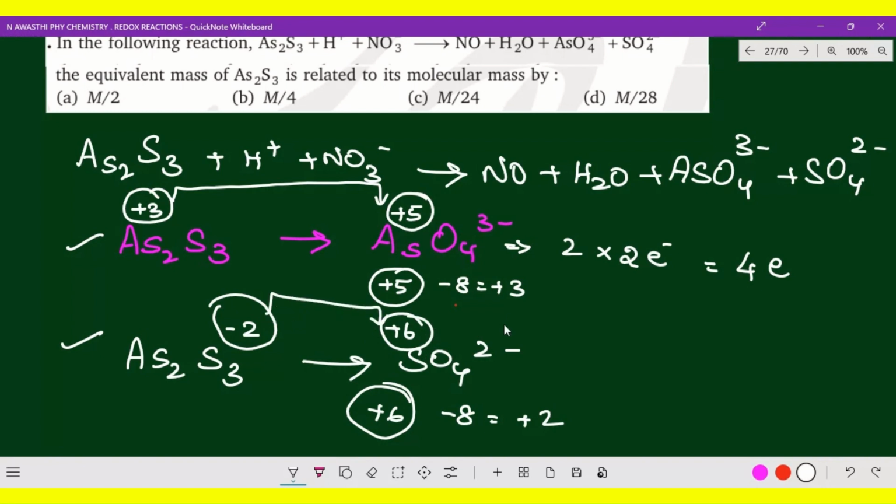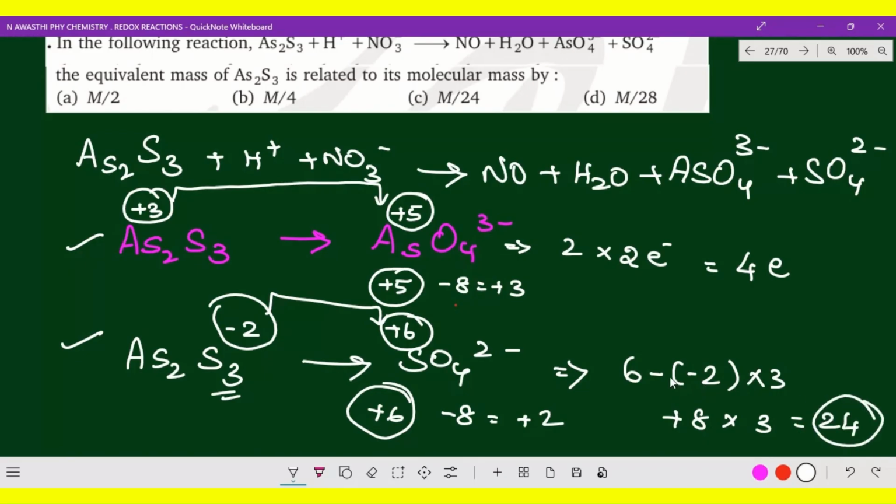So how many electrons change? Here the number of electrons changed is 6 minus -2, right? So 6 minus -2, into the number of atoms, how many? 3. So 6 minus -2, that means minus into minus is plus. So +8 into 3. So altogether 8 3s are 24.